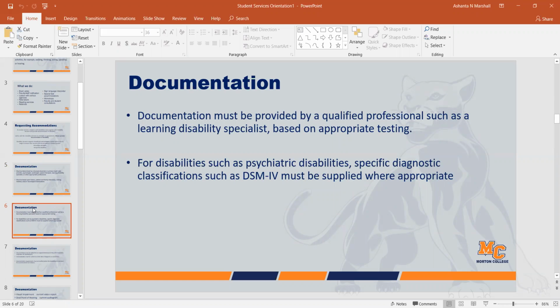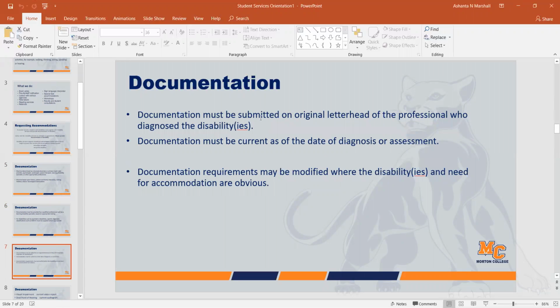And then documentation must be provided by a qualified professional, such as, again, what we just stated, a learning disability specialist, based on appropriate testing. For disabilities such as psychiatric disabilities, specific diagnostic classifications such as DSM-5, or now it's 5 and 6, must be supplied where appropriate. Your documentation must be on letterhead of the professional who diagnosed your disability. Documentation must be current. We like to have it within the last 3 years here at Morton. So if you don't have that, I can work with you to get that. Documentation requirements may be modified where disabilities and need for accommodations are obvious.